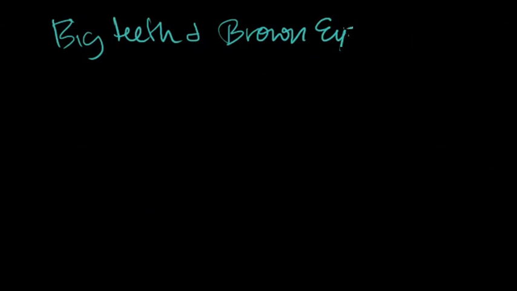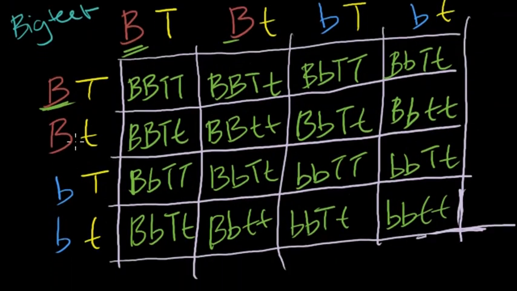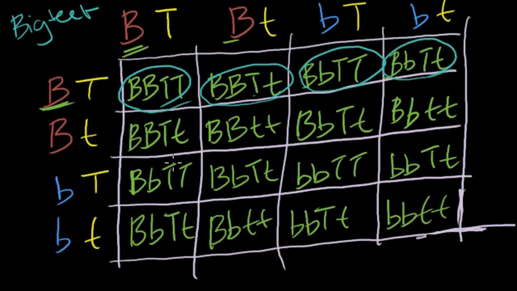Brown eyes. So how many are there? Big teeth and brown eyes. So they're both the dominant. So if you have either a capital B or a capital T in any of them, you're going to have big teeth and brown eyes. So this is big teeth and brown eyes. Or maybe I should say brown eyes and big teeth, because that's the order that I wrote it right here. Even though I have a recessive trait here, the brown eyes dominate, and I had a small teeth here, but the big teeth dominate.